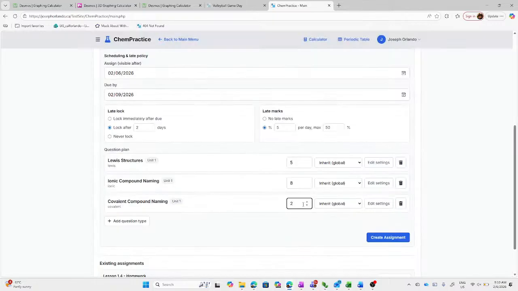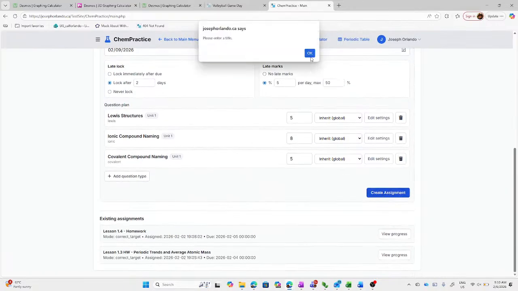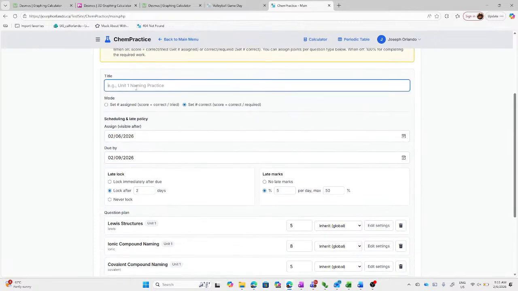Okay, so listen. I'm going to assign you as well by Monday, draw some Lewis structures, do a bit of ionic naming, and then just to make sure we don't forget, also to do some covalent naming. These are quick, shouldn't take you long. And there we go. Oh, I need to give it a title.